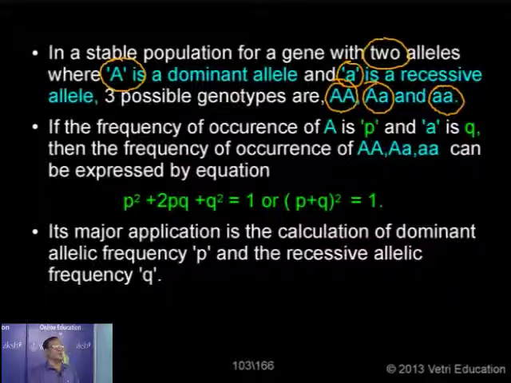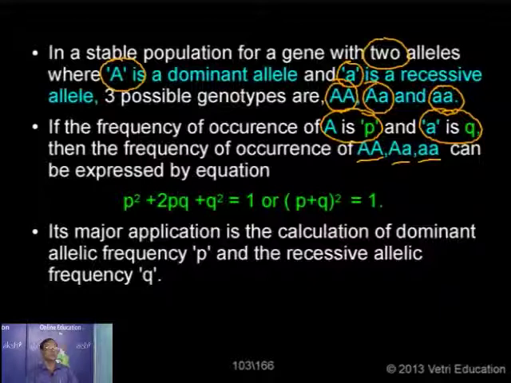Now let's consider that the frequency of occurrence of the dominant A allele is p, small letter p. So this is the frequency of the dominant allele, and the frequency of the recessive allele is q. Then the frequency of occurrence of these three genotypes, namely homozygous dominant, heterozygous dominant, and homozygous recessive, can be expressed by the equation p square plus 2pq plus q square is equal to 1, or the binomial expansion of (p plus q) whole square is equal to 1.